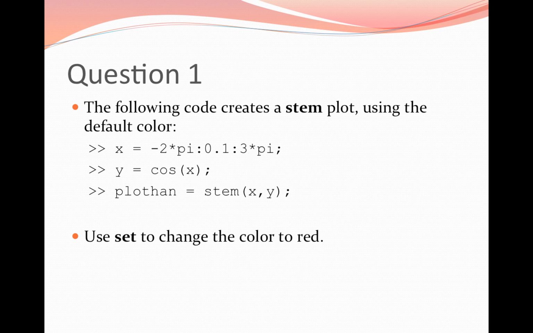Here's question number 1. So here's code that will create a stem plot. So creating x and y vectors first, and then creating a stem plot and storing the handle in a variable. So the first question is to use set to change the color to red from the default, which would be blue.